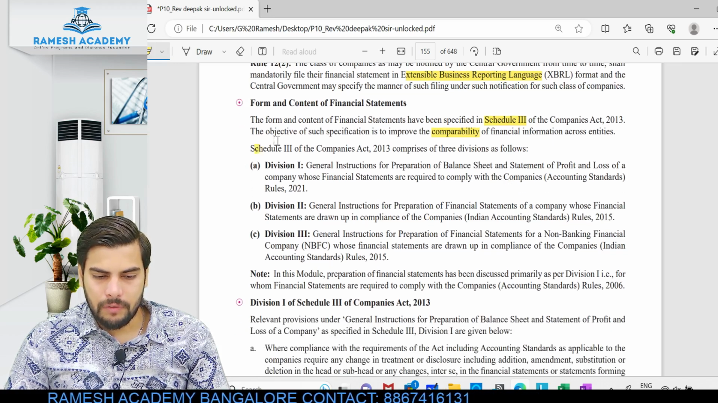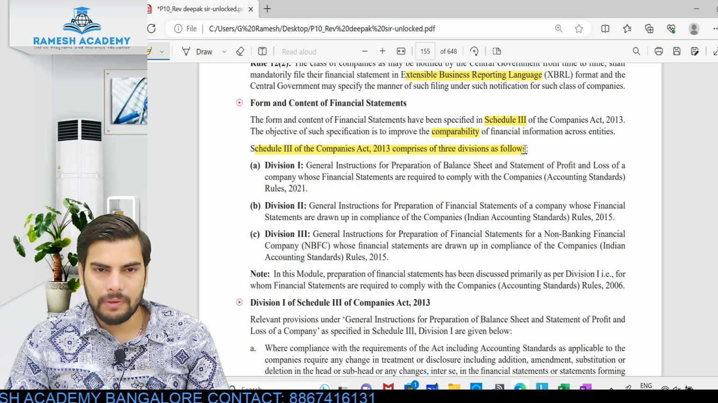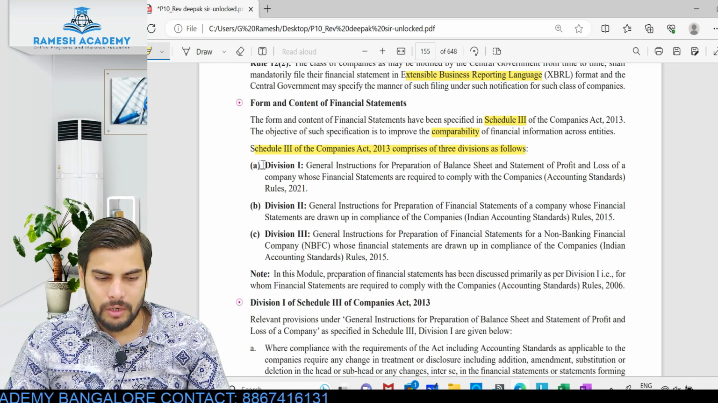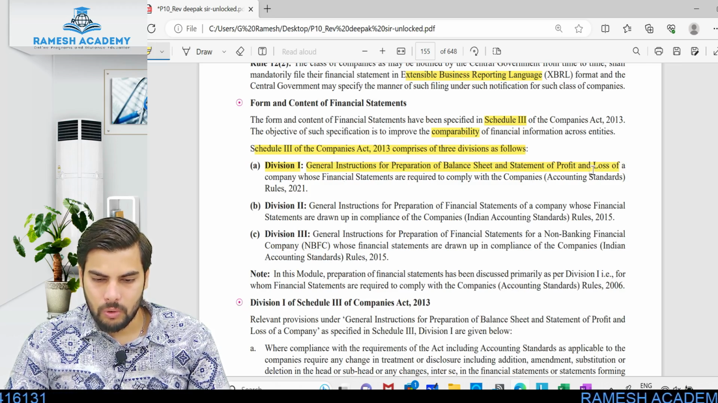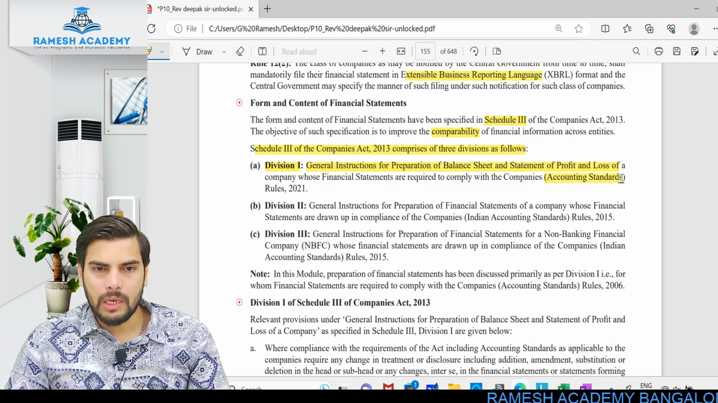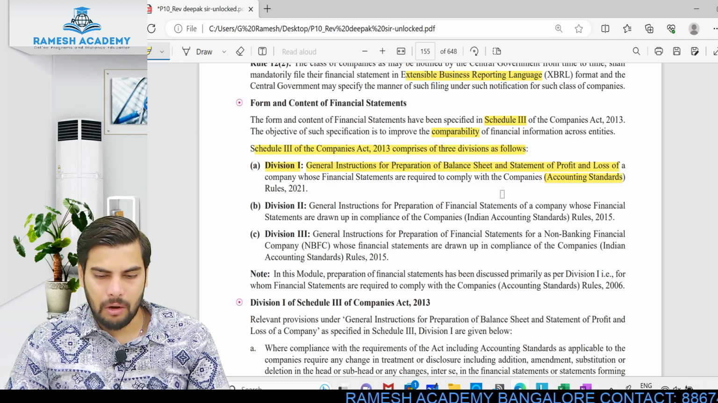Schedule 3 of the Companies Act 2013 comprises 3 divisions. Let's look into these 3 divisions. Division 1 talks about the general instructions for preparation of the balance sheet and statement of profit and loss account of the company, whose financial statements are required to comply with the company's accounting standard rules. So here it talks about the company's accounting standard rules. When it comes to Division 1, it gives the general instructions to companies in order to comply with the company's accounting standard rules.